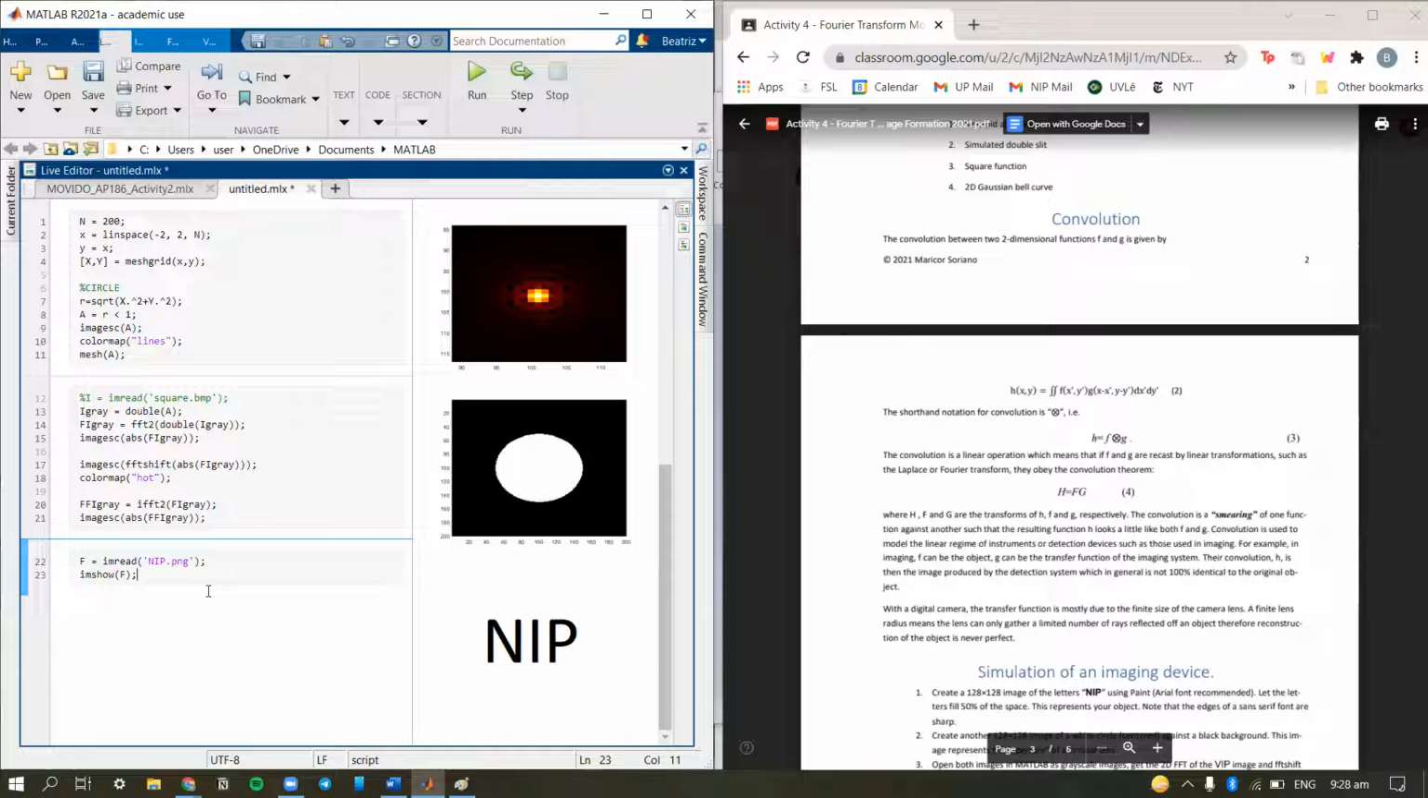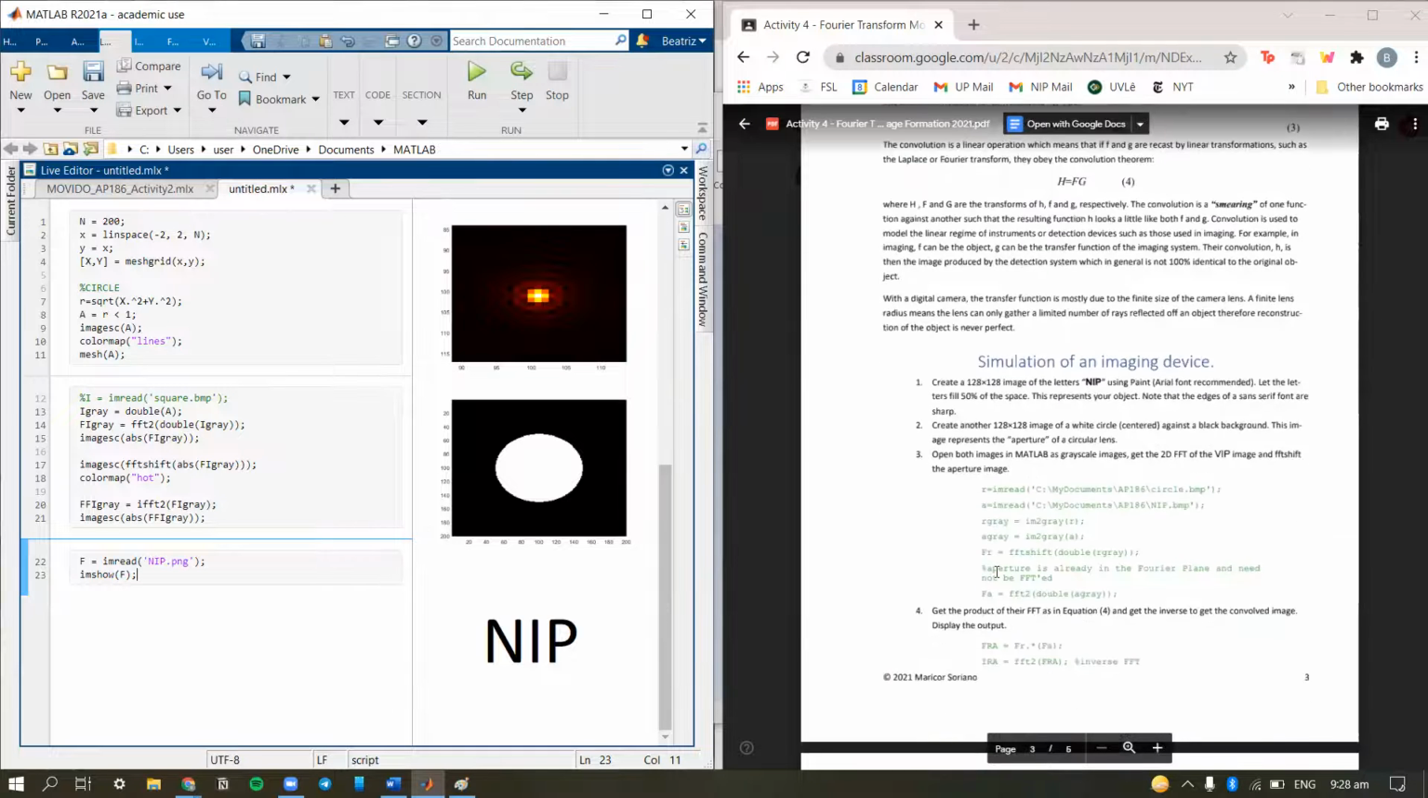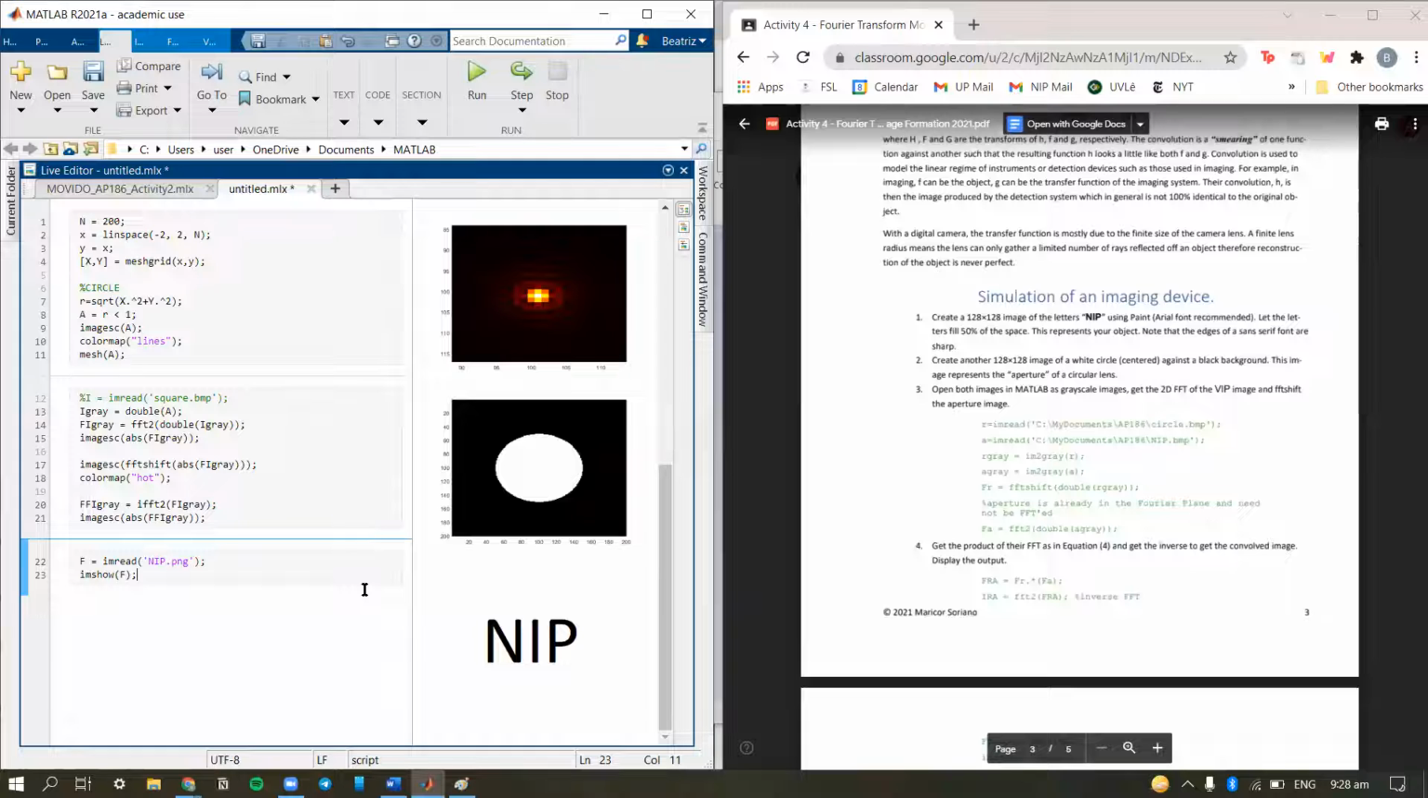Okay, let's go through the steps. Pwede ba, te? So create a 128, anyway, 200 by 200 yan. Create another 128 but 200 of a circle centered against a black background, and this image represents the aperture. Open both images as grayscale images. Get the 2D FFT of the NIP image and FFT shift the aperture image. Okay, so now you have a circle somewhere there, right? That's A. Tama ba, Bea? Yeah. Your circle is A, right?